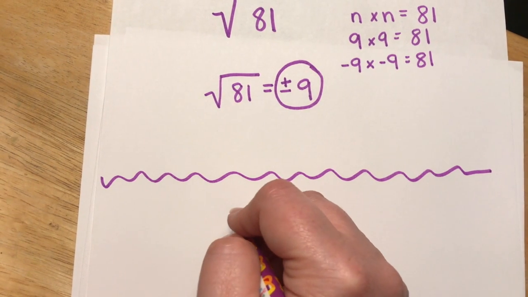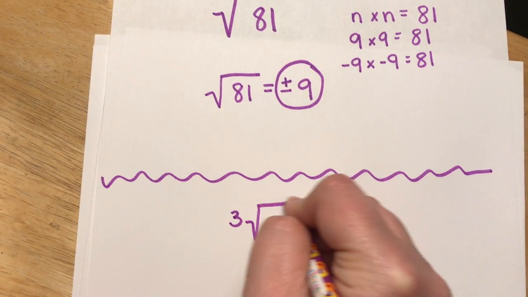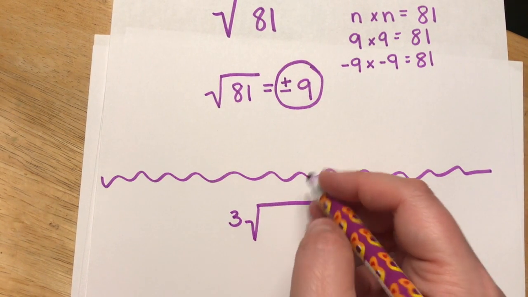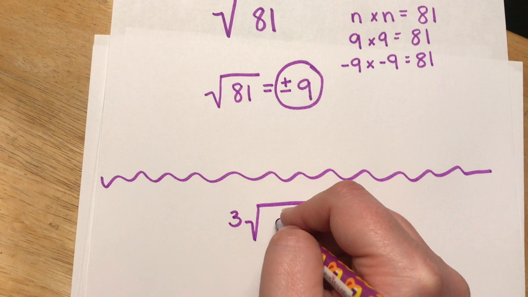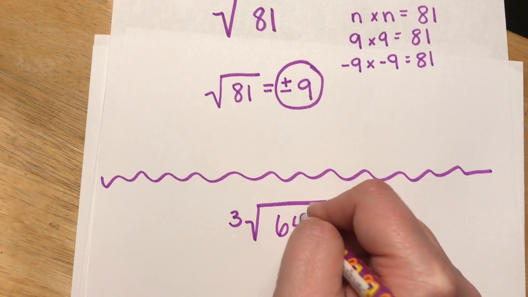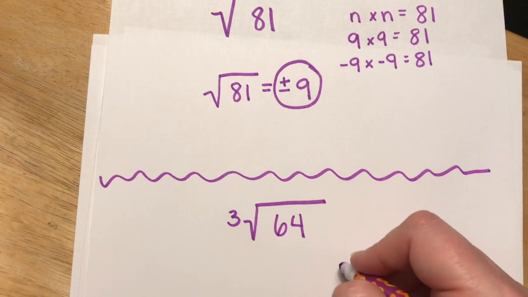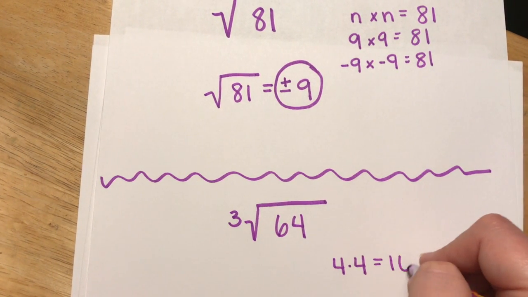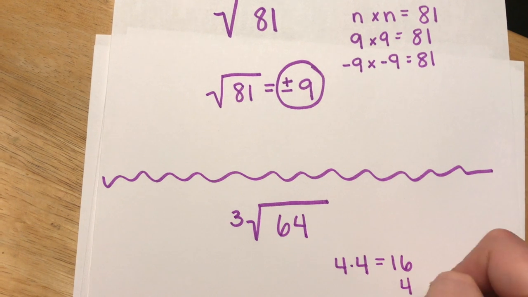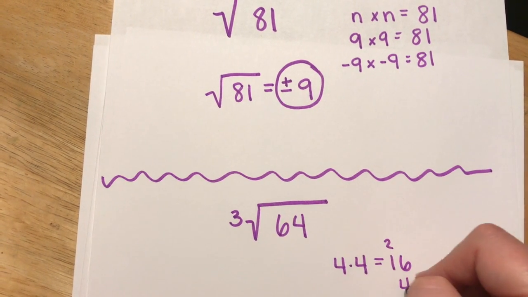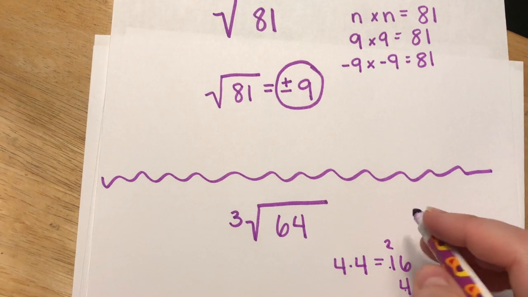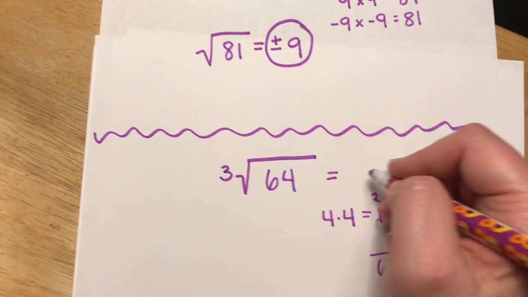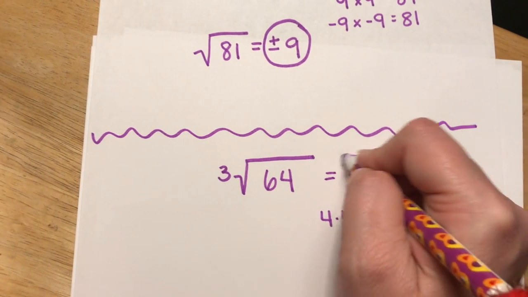And then we have the cube root. Cube root of, wow, I think they go really quick. Cube root of 64. Let's see. 4 times 4 equals 16. And 16 times 4 equals 64. And so the cube root of 64 is 4. See how they get big so quick?